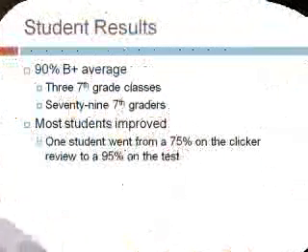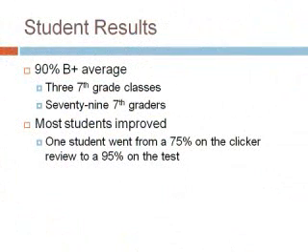Overall, there was a 90% B+ average between 3 7th grade classes, made up of 79 7th graders. There were no failing grades. Most students improved their grade from the clicker review to the actual pen and paper test. One student went from a 75% to a 95%. Now let's hear from some students.